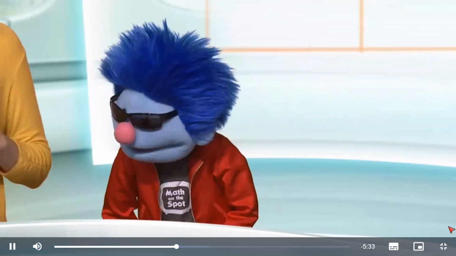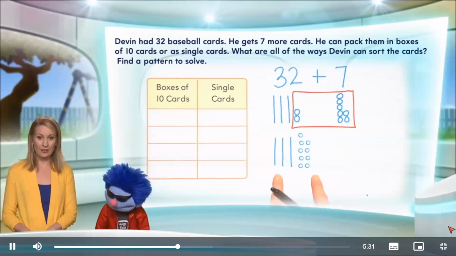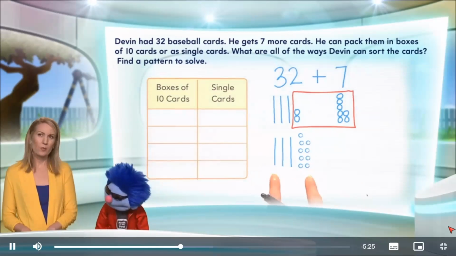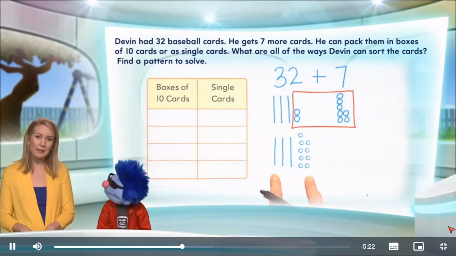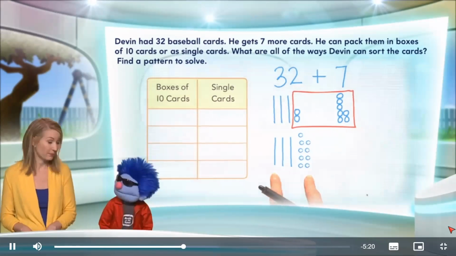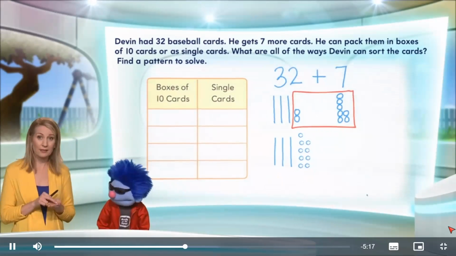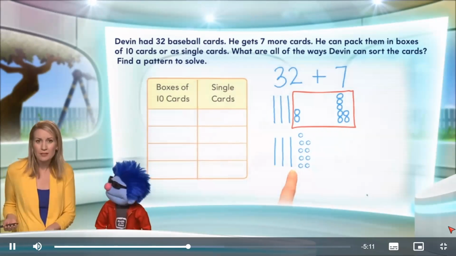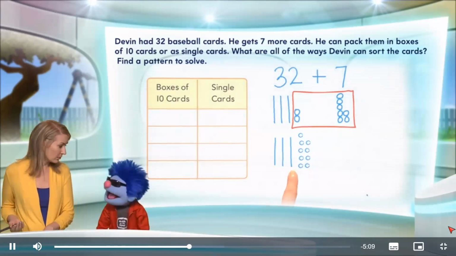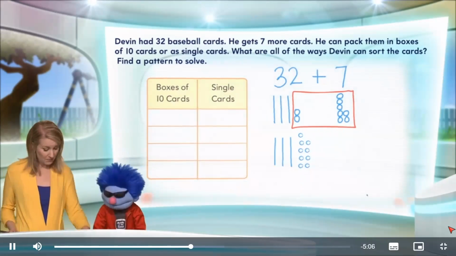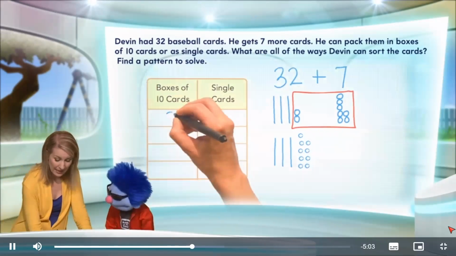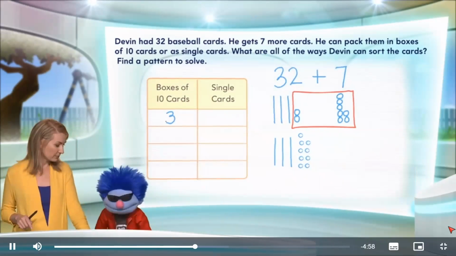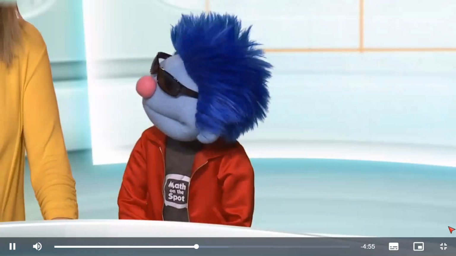So let's take a look at what we have right here. This is 3 tens and 9 ones. When he puts the cards in boxes, he puts them in boxes of 10. So 10 cards go in one box. We have 3 tens, so how many boxes will he have? He'd have 3 boxes. That's exactly right. And then there are 9 left over that he'll just leave in a stack somewhere.